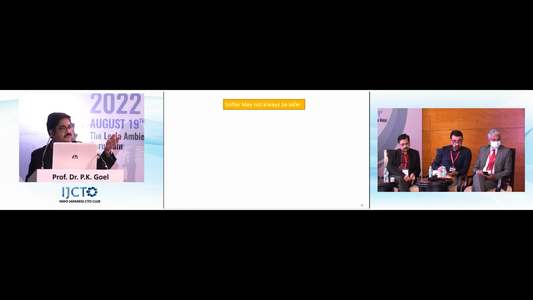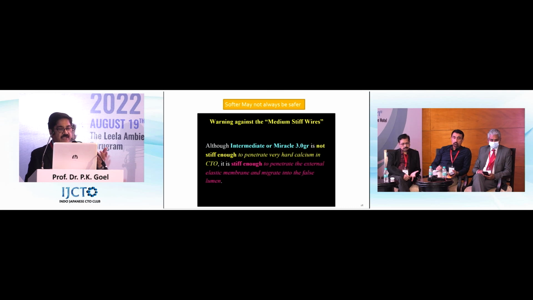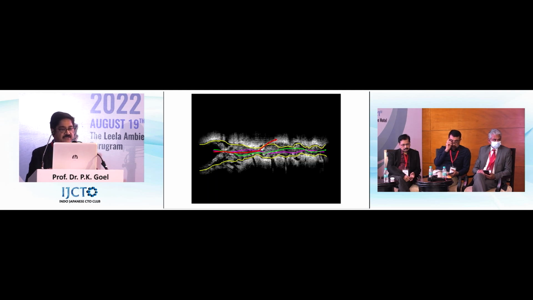Now, sometimes you feel, let us use a softer wire, but a softer wire may not always be safer. Understand this. This is the warning against medium soft wires. They are soft enough not to cross the obstructions in the CTO, like the calciums and stuff, but they are strong enough to get subintimal. But a stiffer wire will cross that calcium provided you will direct it properly. So sometimes stiffer may be better, and this is exactly what it shows: the softer wire goes subintimal, but the stiffer wire goes in straight.